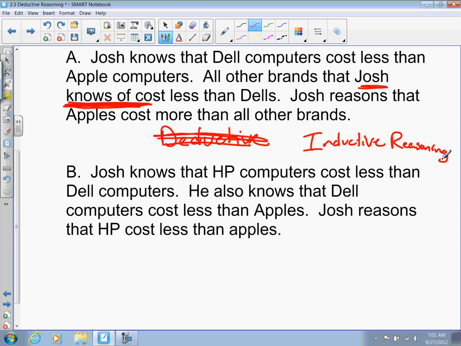Okay, we're down here. Josh knows HP computers cost less than Dell's. He knows Dell's cost less than Apple's. Josh reasons that HP costs less than Apple's. So he's not throwing in all other brands, something that he can't really check into. He's got his facts down: HP costs less than Dell's, Dell's costs less than Apple's, so HP costs less than Apple's. That's the law of syllogism at work there. So this would be deductive reasoning.